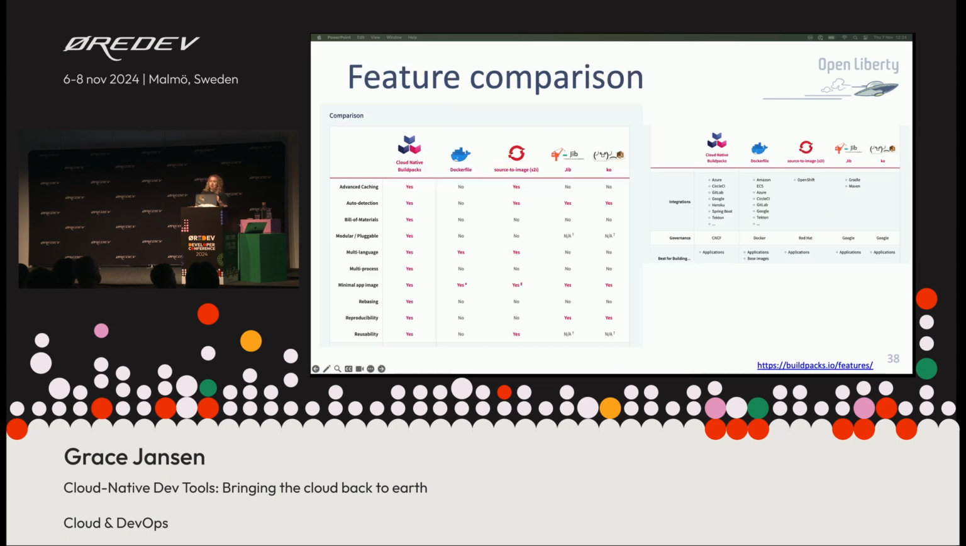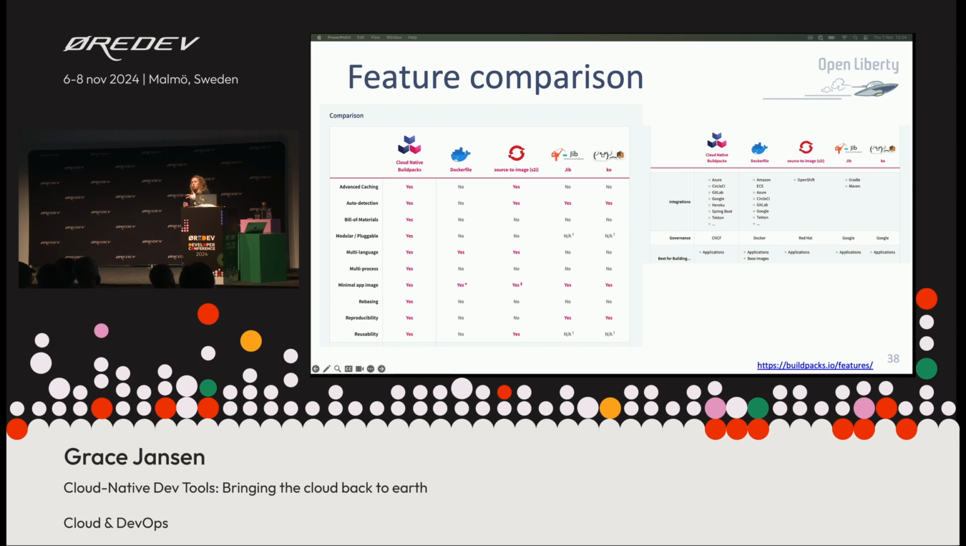If you're looking at a feature comparison, maybe you're using something like source-to-image, maybe you're writing your own Dockerfiles right now, or maybe you're using another tool that might or might not be in this list. The nice thing about Cloud Native Buildpacks is, as I said, you don't need a Dockerfile, so you don't need to maintain and update it. You can have advanced caching, using built-in caching to improve your performance and quickly rebuild your application.